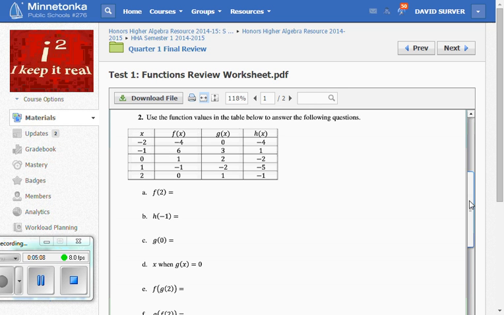Good, that's right. So what you should have done on that f of 2 is to use the f function, use the 2, and you see where they overlap, and it's right there, and so the answer is 0.